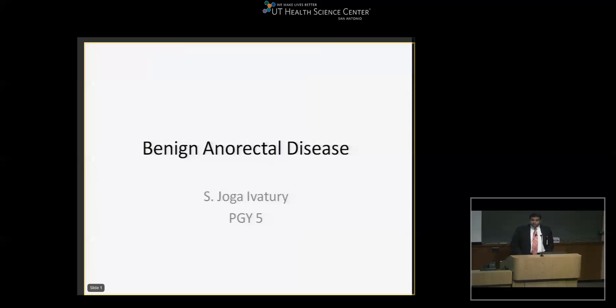Recurrence rate is fairly high with this, about 50%, but since no sphincter is actually cut, it virtually has a zero incontinence rate, and you can see a plug being inserted here. The next option is an anorectal advancement flap.